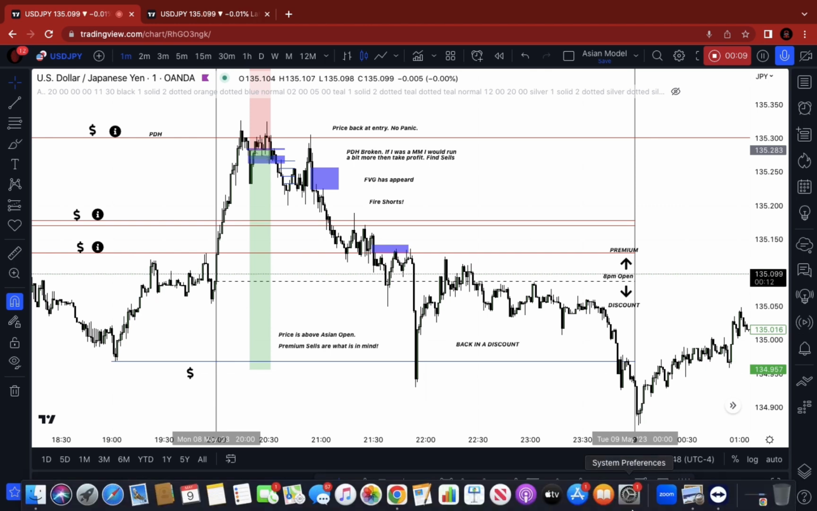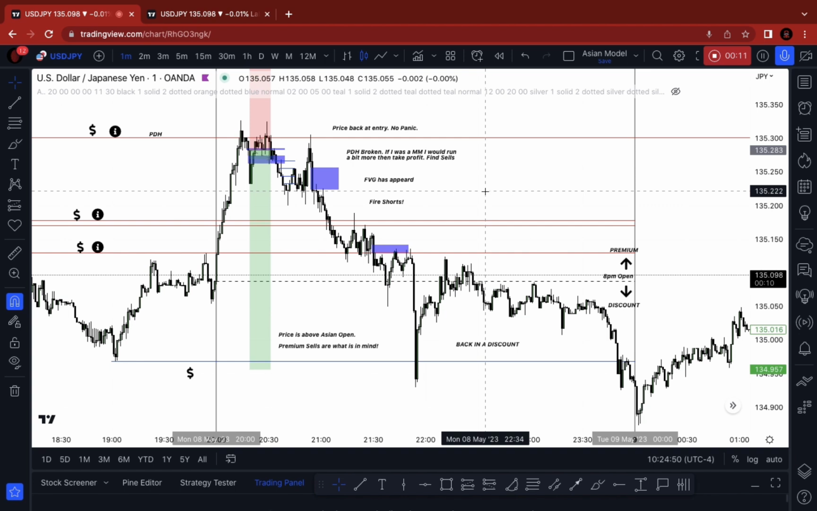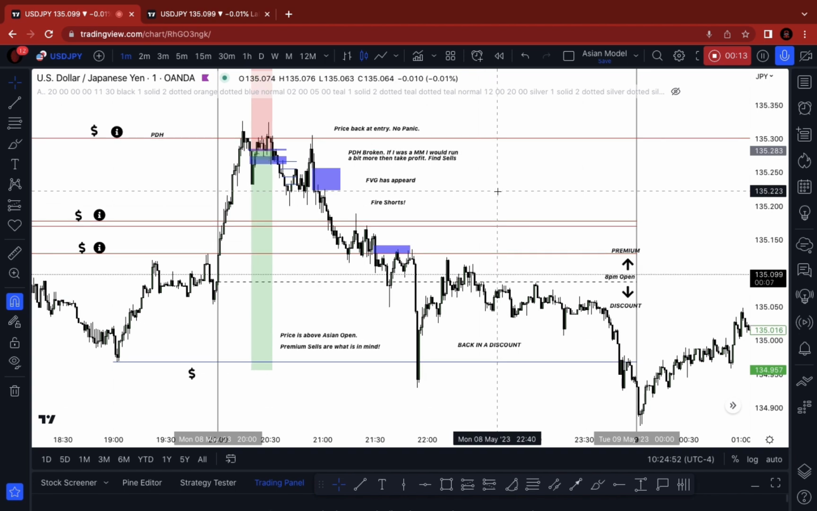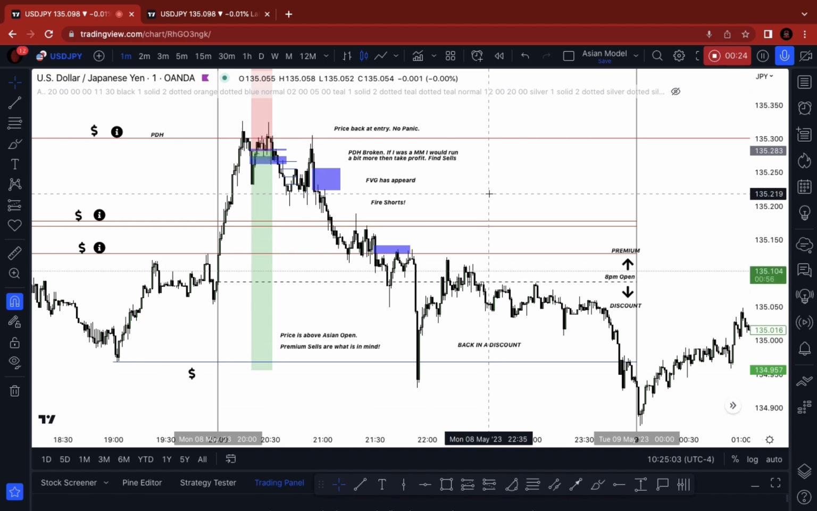As you can see, Monday night, we had a successful Asian Session model. It was a sell setup, so we went from one side of liquidity to the other, from buy side to sell side. And I showed this all in the chat and in the channel, live setups, 1-minute screenshots as price was trading live. I'll walk you guys through how I was able to find this sell setup. Let's walk through it together in today's video.